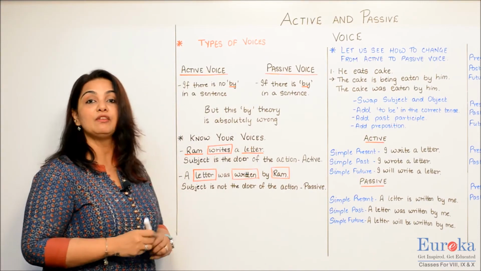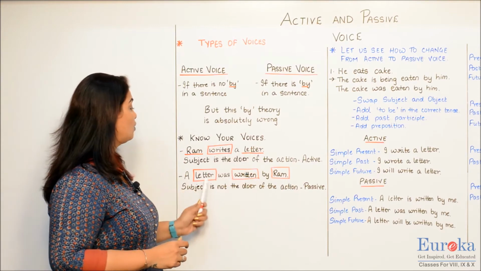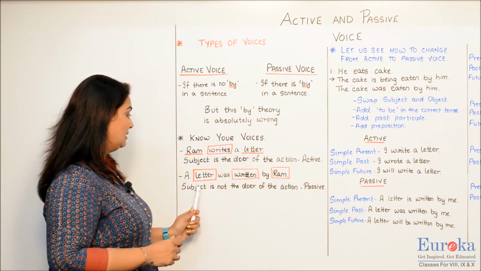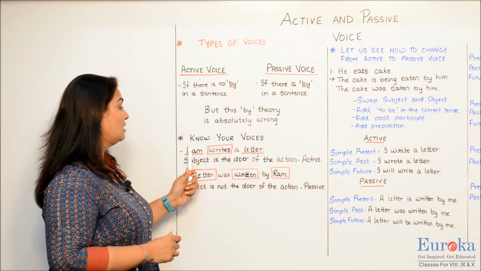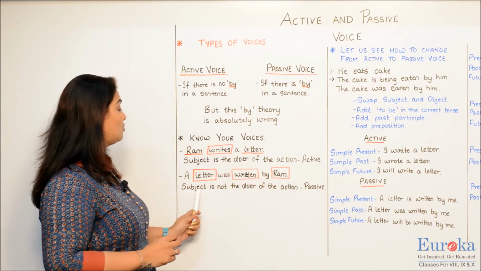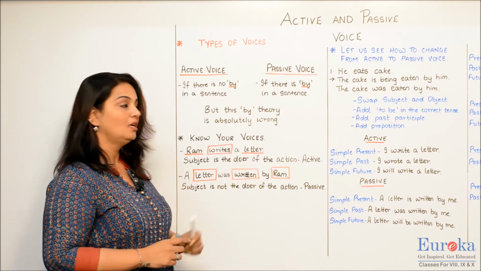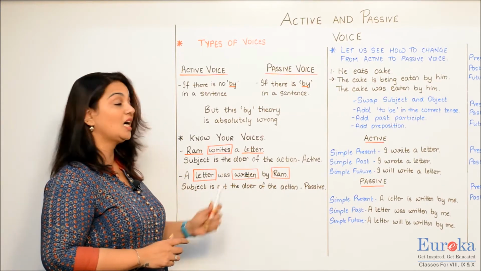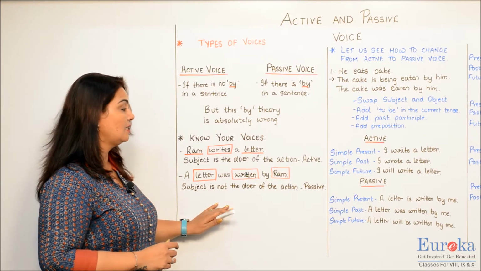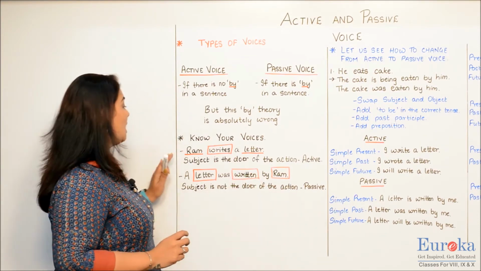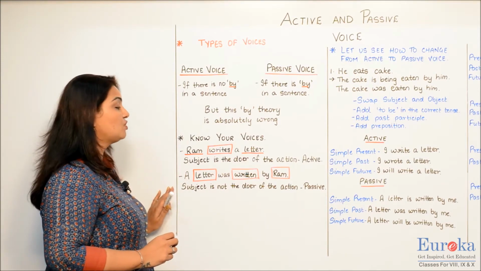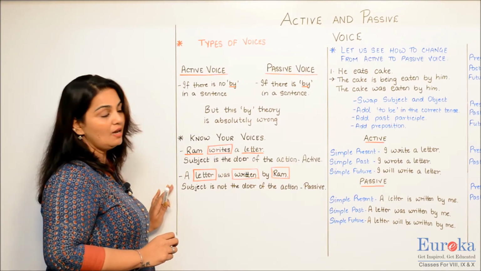If you notice the difference between the first sentence and the second sentence, they have changed their place. That means the object in the first sentence has come to the second line as a subject, and the subject in the first sentence has gone as an object to the second line. So over here, the subject is not the doer of the action. A letter is not writing Ram, but a letter was written by Ram. So in this case, this particular sentence is a passive voice. I repeat, a subject is the doer of the action. This is an active voice. A subject which is not the doer of the action is known as a passive voice.